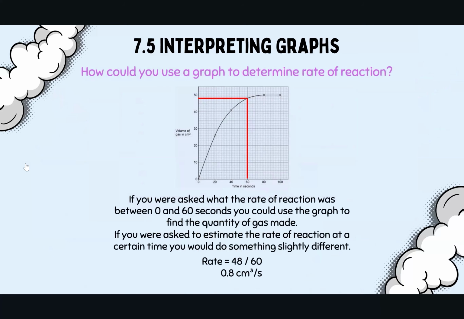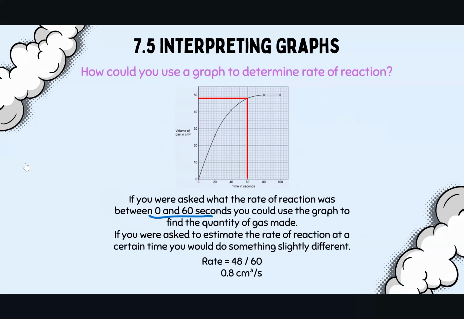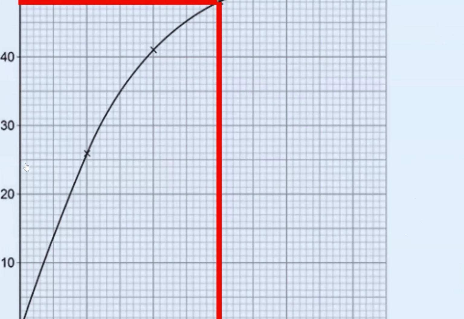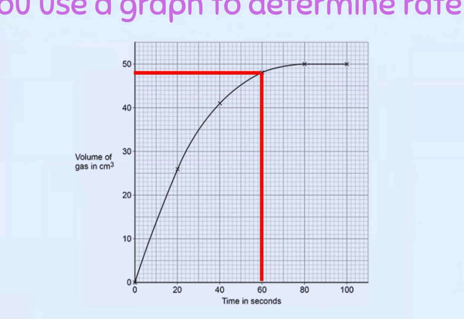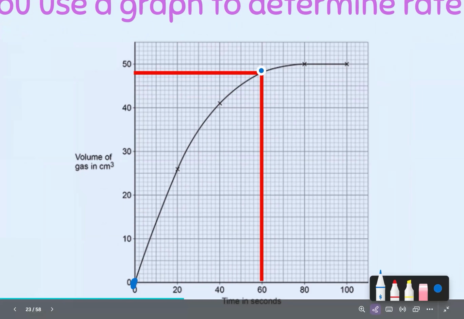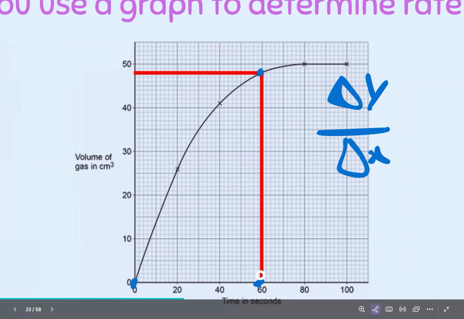So another one. This question is a little bit different. It says, if you were asked what the rate of reaction was between 0 and 60 seconds, you could use the graph to find the quantity of gas made. So let's have a look at this. Because this time you're looking at from 0 to 60 seconds. So again, you're doing change in y divided by change in x. But you're not looking at a specific point, you're looking at between 0 and 60.